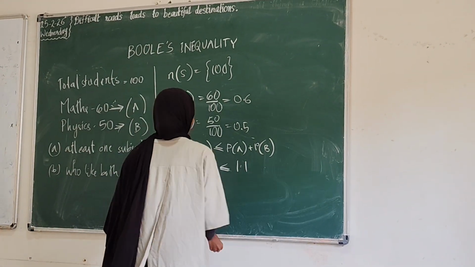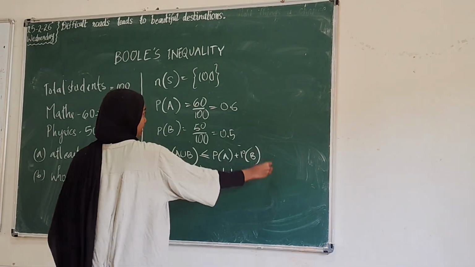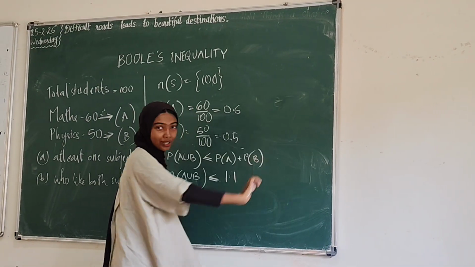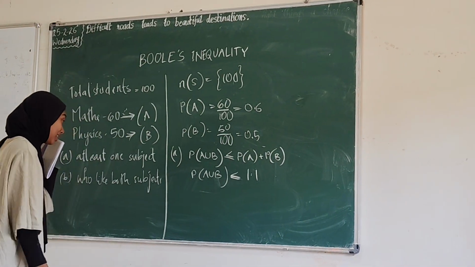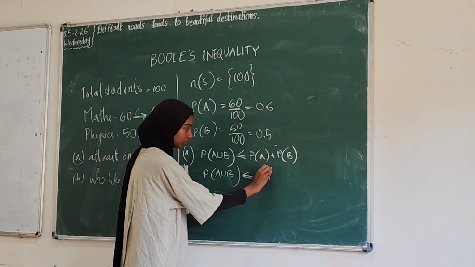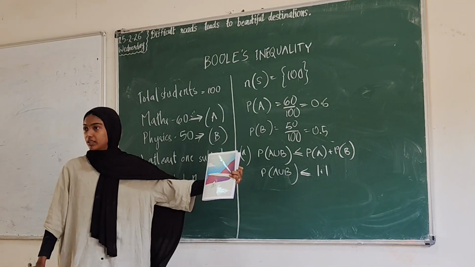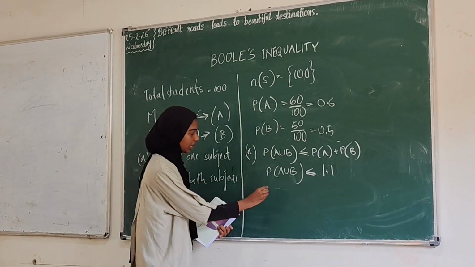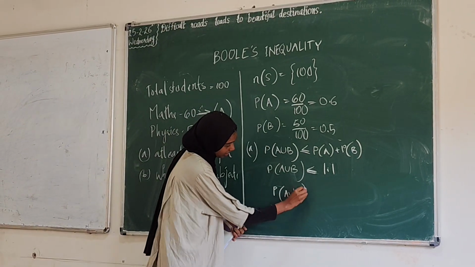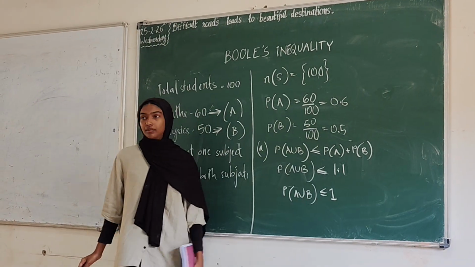So we know that probability can never exceed 1 and it lies between 0 and 1. So 1.1 is the upper bound of this equation, but we have the maximum effective value as 1. So we have to set the probability of A union B as 1 because it can't exceed that.